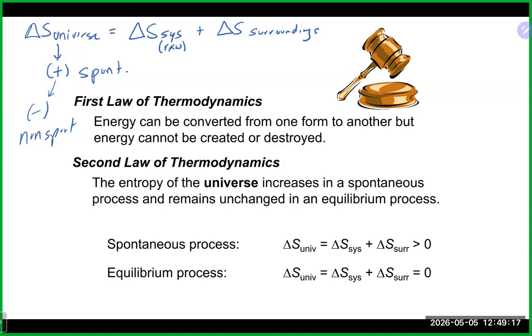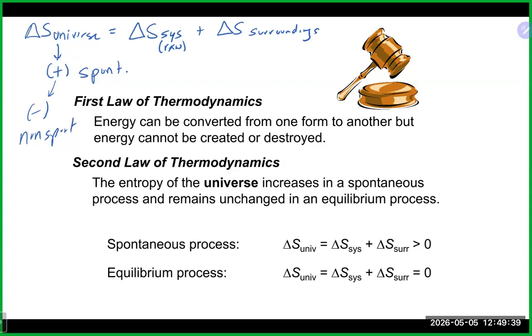We will talk about, probably next time since we're getting to the end, how to calculate the delta S of the system and the delta S of the surroundings. You cannot look at those individual components alone to decide whether or not the reaction is going to be spontaneous. You do have to add them together to get the universe. In an equilibrium process, the delta S of the universe will equal 0.